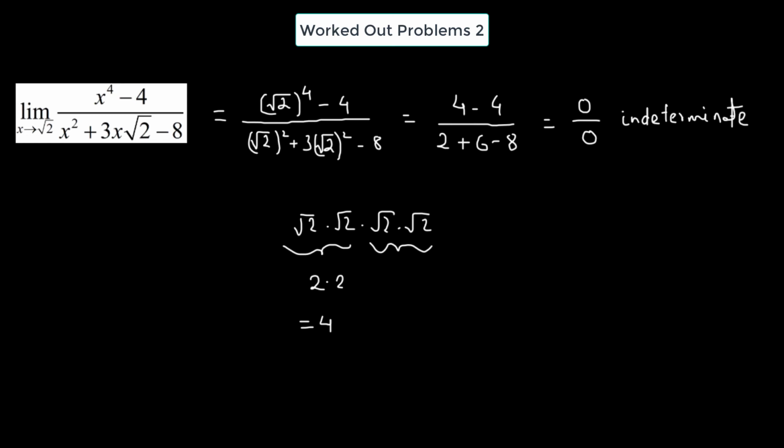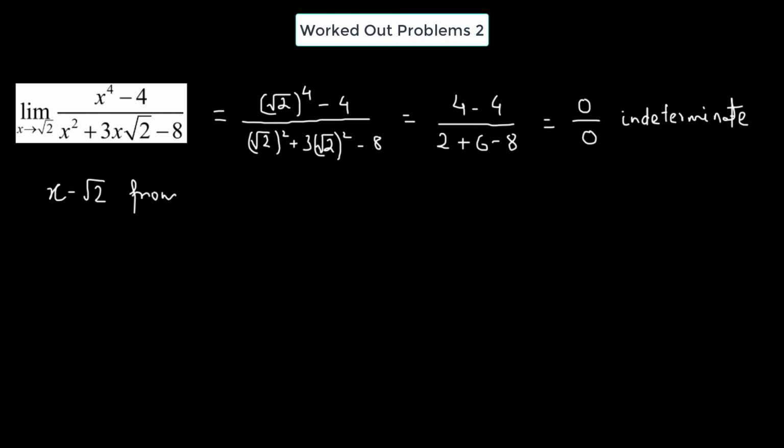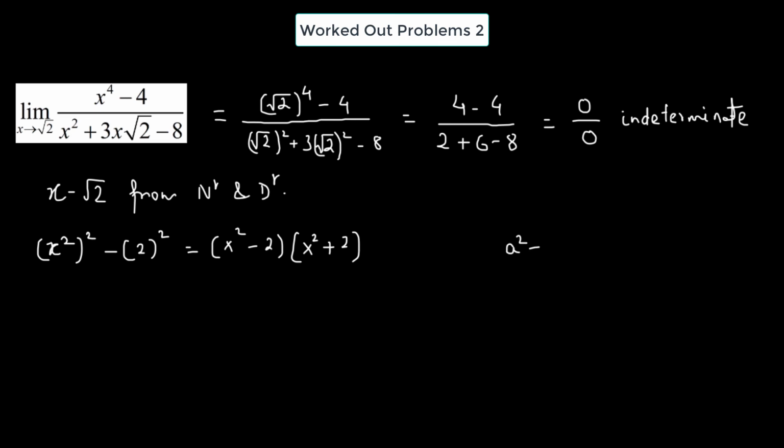So that means we have to factor out x minus root 2 from both the numerator and denominator. So this is the common factor. So let us begin by first factorizing the numerator. So we can rewrite the numerator as x squared whole squared minus 2 raised to the power of 2. So that will give us x squared minus 2 times x squared plus 2. So what we have done is we have used the identity that a squared minus b squared is equal to a minus b times a plus b.